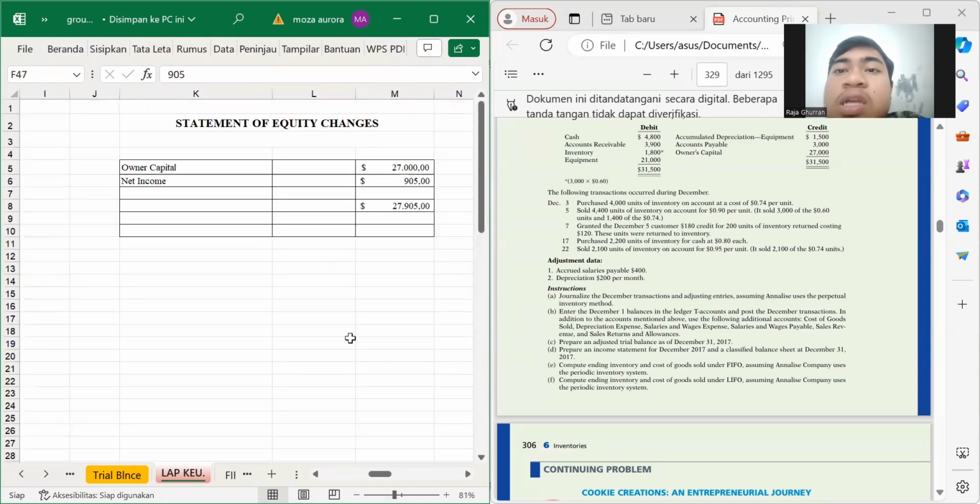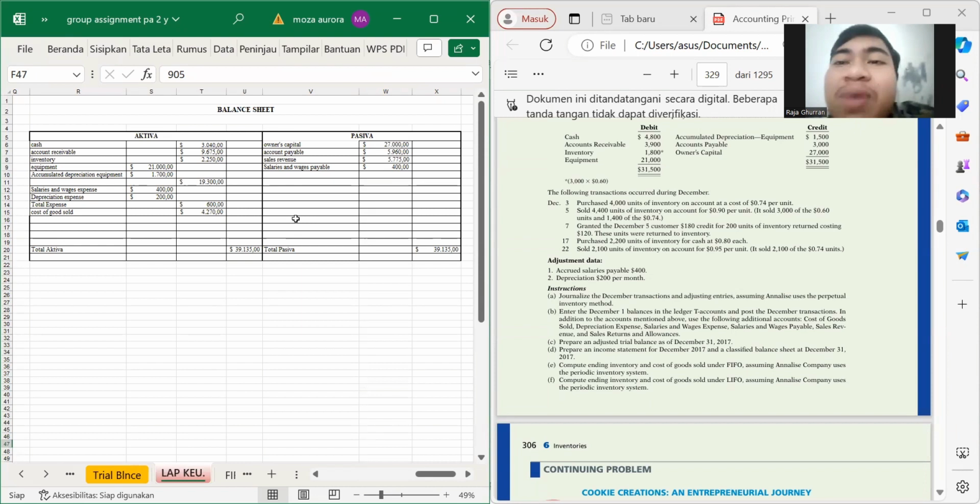And for the statement of equity change, we have here owner's capital of 27,000 and the net income of 905. So we add them and we get 27,905. So the last one is the balance sheet. We start with the assets: cash, accounts receivable, inventory, equipment, accumulated depreciation equipment, salaries and wage expense, depreciation expense, total expense, and cost of goods sold.